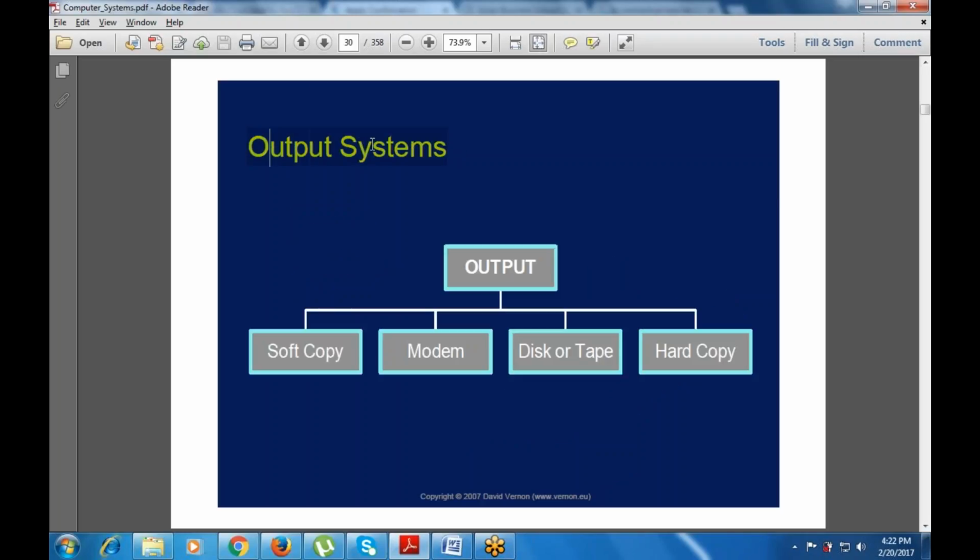The next one is the output systems. The output, for example, one of the examples is soft copy, then modem, then disk or tape, then hard copy. So these are the basic output systems that are available and used within the computer. So one is the soft copy, one is the modem, one is the disk or tape, one is the hard copy.